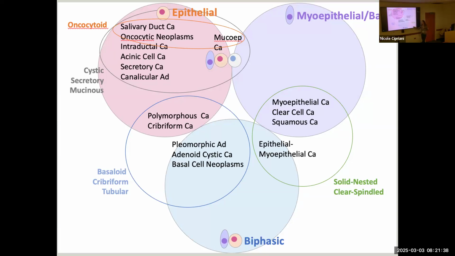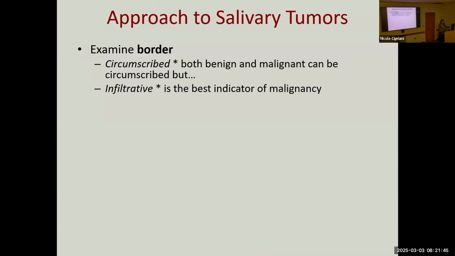So remind me, I'll link you guys to this article if you want to read our differential diagnosis breakdown. In general, how do we want to start? We want to look at the border, right? Is this a circumscribed thing or an overtly infiltrative thing? If it's overtly infiltrative, it's going to be malignant. However, if it's circumscribed, it could still be a low-grade malignancy because some low-grade cancers still have a circumscribed border.